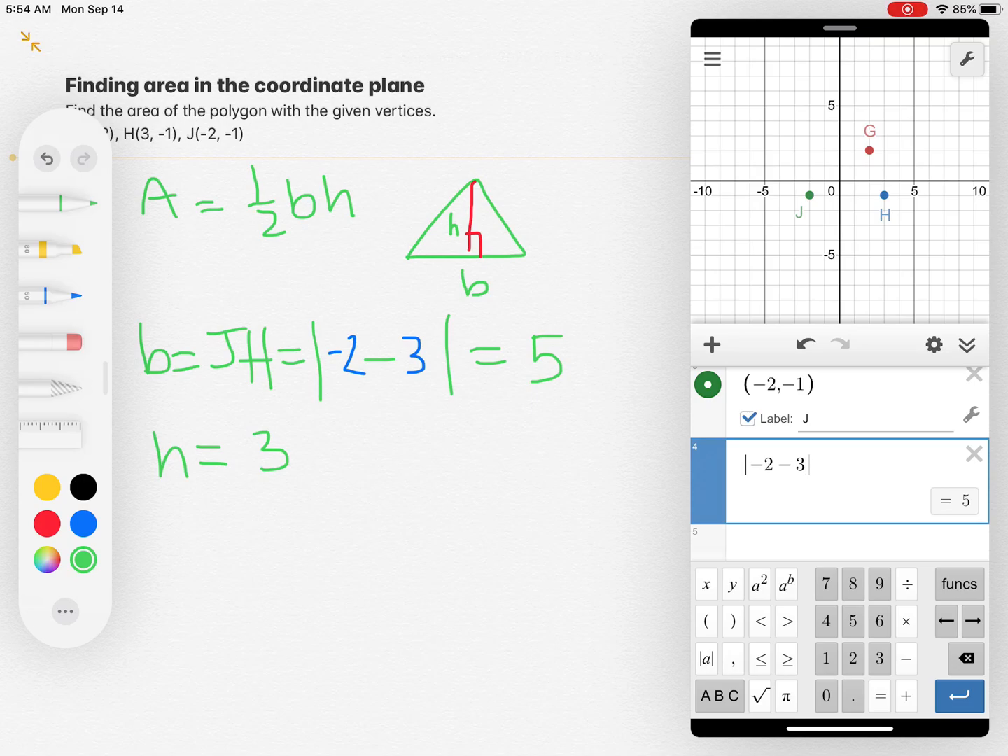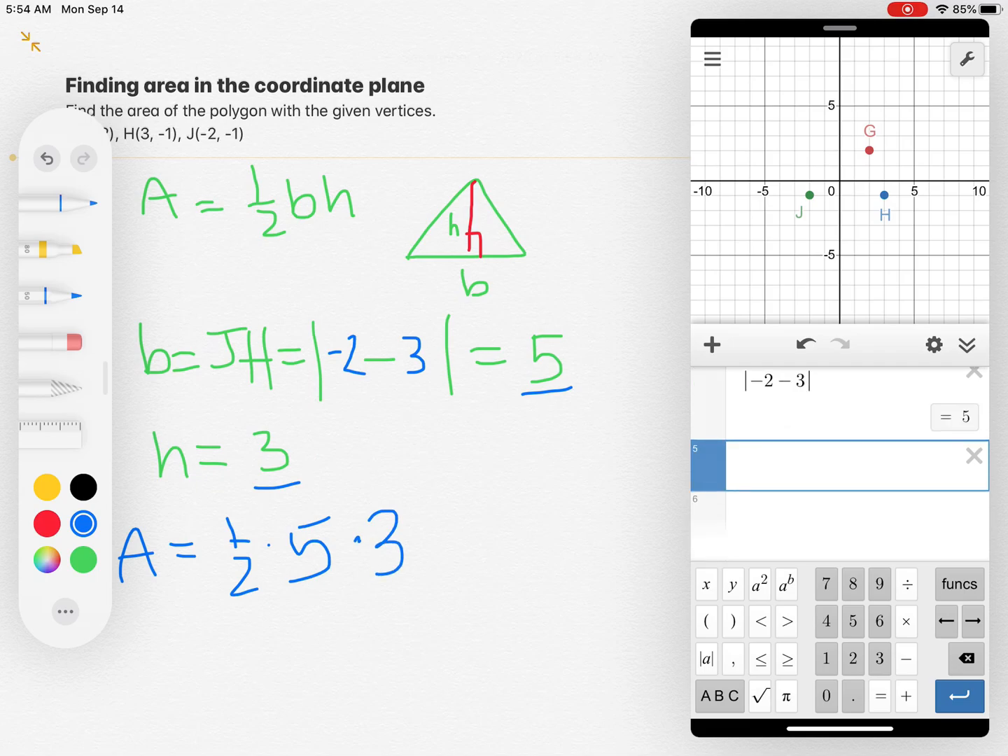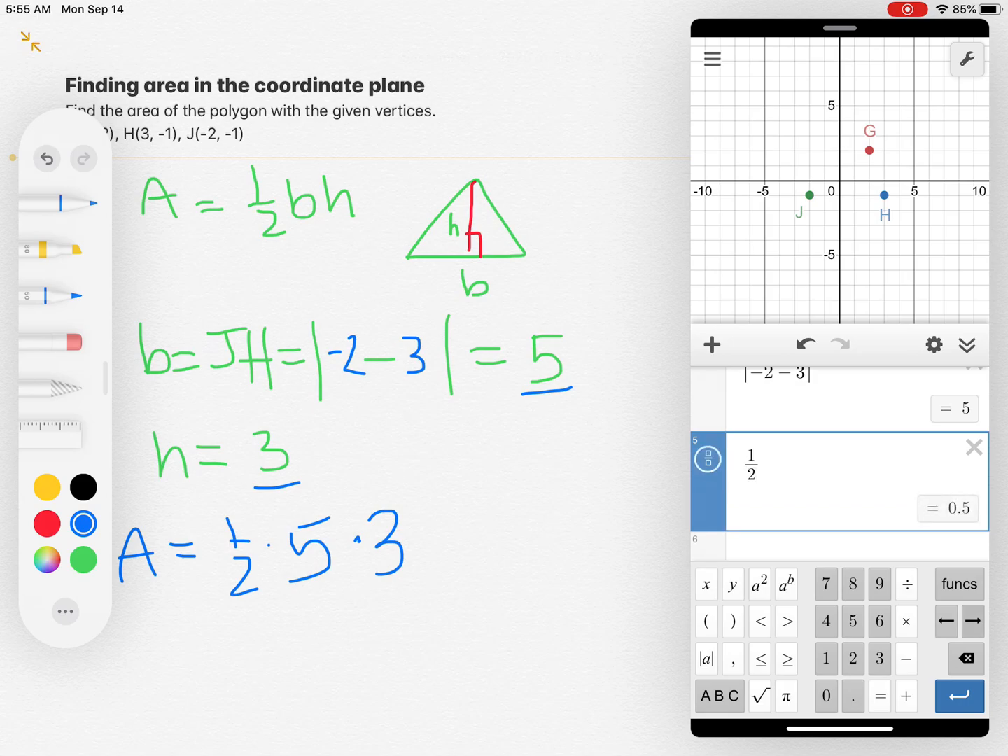So then now I just plug these things into the area formula. Area is 1/2 times my base, which is 5, times my height, which is 3. As per usual, we can have Desmos do that. Remember to type in 1/2 is going to be 1 divided by 2. Arrow over times 5 times 3. And we get 7.5. We are nearly done.